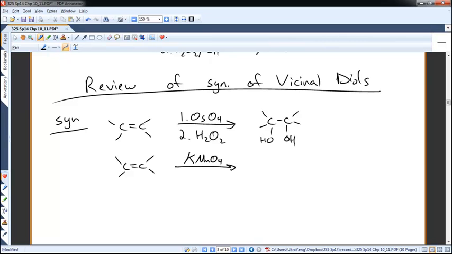We also know that we can use our very variable friend, KMnO4, potassium permanganate, but it necessarily has to be cold and it has to be dilute, right? That's very important. And I believe often it can be basic as well, so OH minus is usually there too. That will also give us the syn vicinal diol.